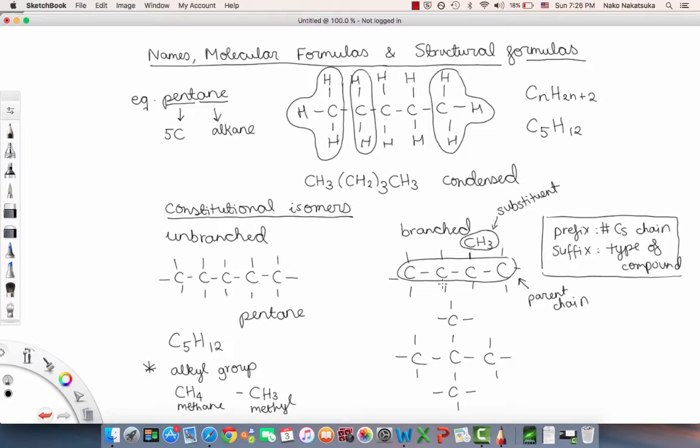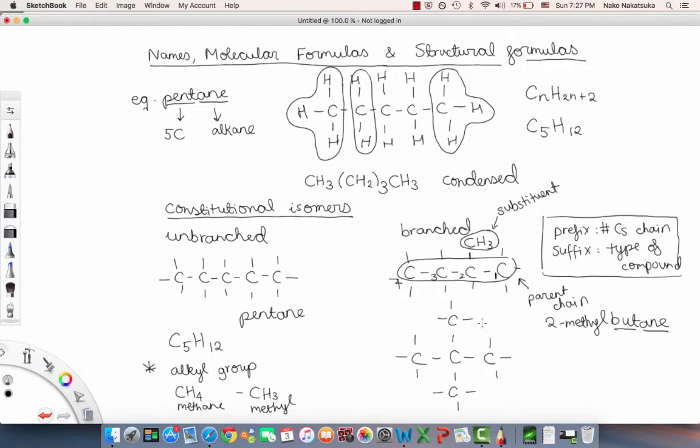In this case, we always number the parent chain so that the substituent has the lowest possible number. So I would make this 1, 2, 3, 4 for the parent chain instead of numbering it the other way. And this particular molecule would be called 2-methylbutane. Since there are 4 carbons in the parent chain, it's butane, with ane because it's an alkane. The 2-methyl that's put before that name indicates where exactly that substituent lies.